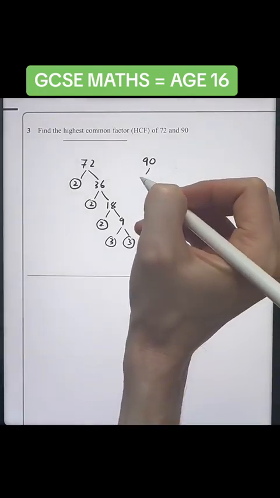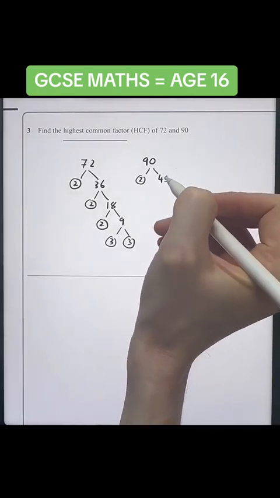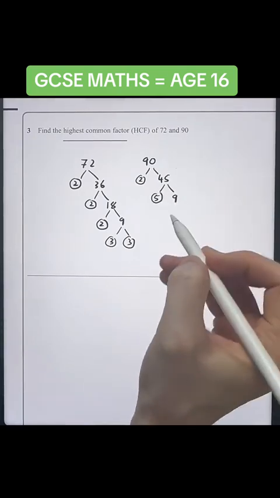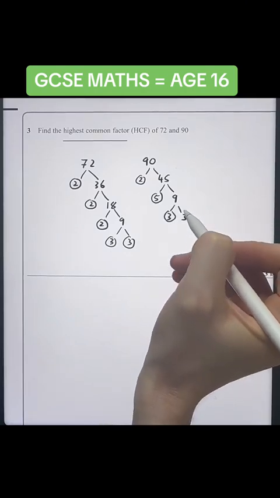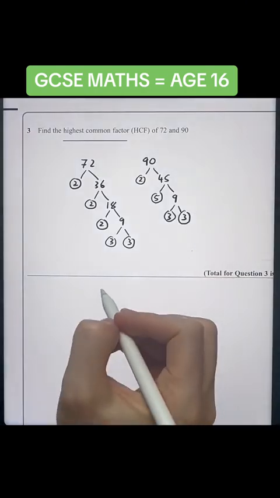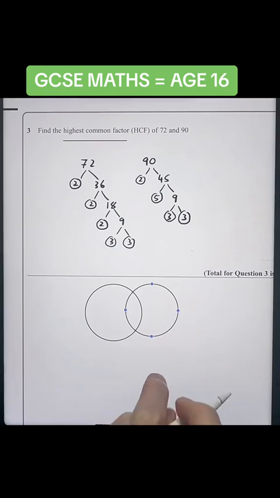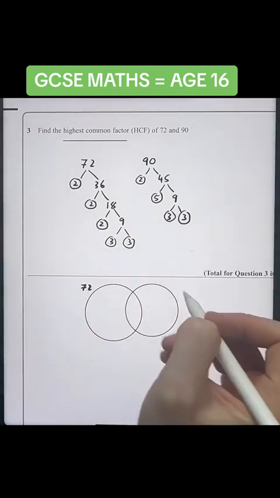Repeating this for 90, well, again, it's even, so I know 2 divided into 90, 45 times. As it ends in 5, I know 5 is a factor, and 5 is prime, so put a ring around it. 5 divided into 45, 9 times. And again, 9 is 3 and 3, and each of those are prime. As we want to find the highest common factor, my next step is to convert that into a Venn diagram. So I draw 2 overlapping circles. On the left-hand side, I'm going to label this as being 72, and on the right-hand side, I'm going to label this as being 90.